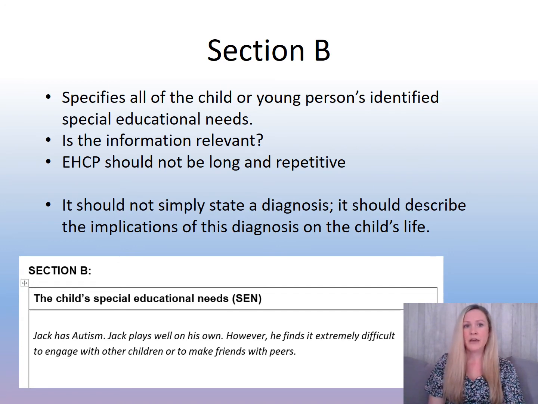Talk to your child, involve them in going through the plan as much as possible. Do they want that information included? So bear in mind, plans should not be long, they shouldn't be repetitive, and the information needs to be really relevant. So when describing the needs, it shouldn't simply state a diagnosis. It needs to describe the implications of this diagnosis that it can have on the child's life. A good example is Jack has autism. Jack plays well on his own, however he finds it extremely difficult to engage with other children or to make friends with peers.